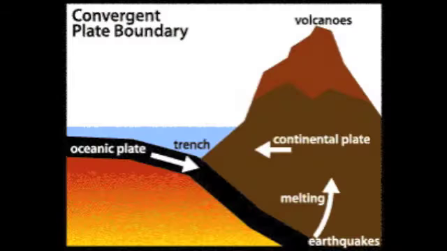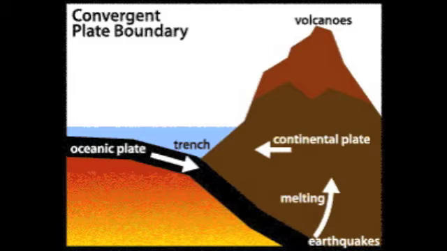Convergent boundary. This picture shows an example of a convergent plate boundary. The oceanic plate is being subducted under the continental plate. This is because the oceanic plate is much denser than the continental plate.